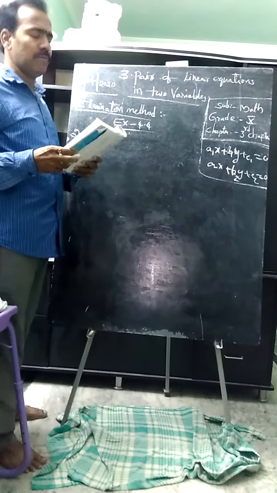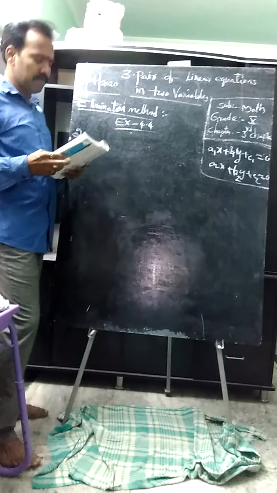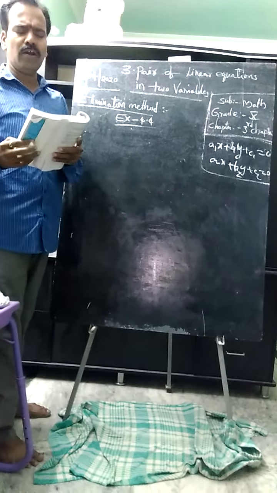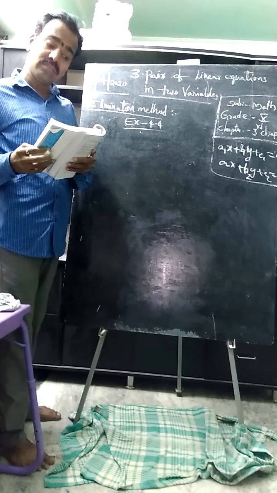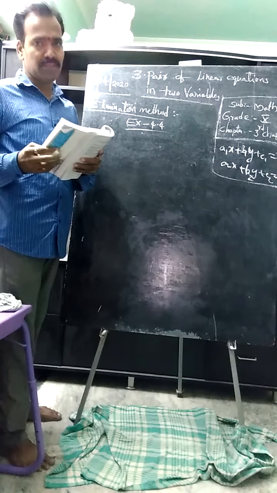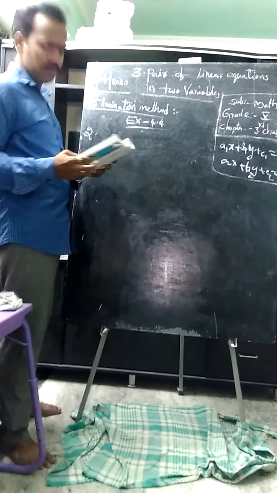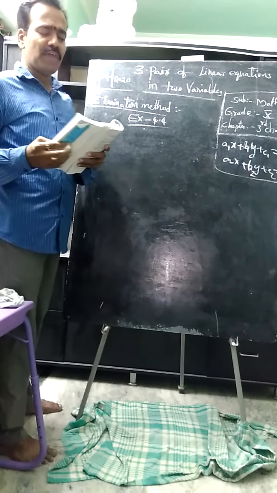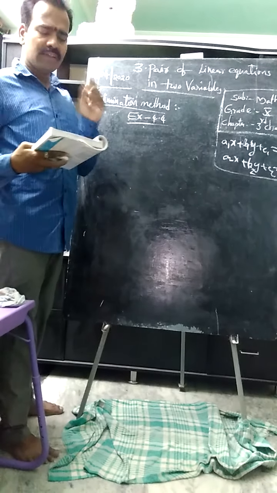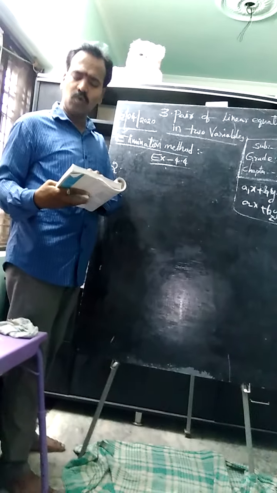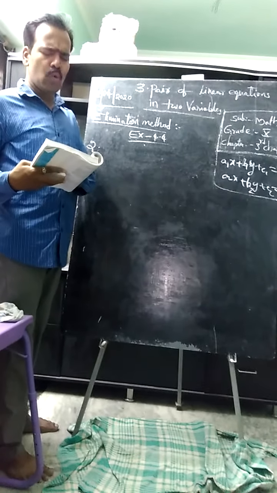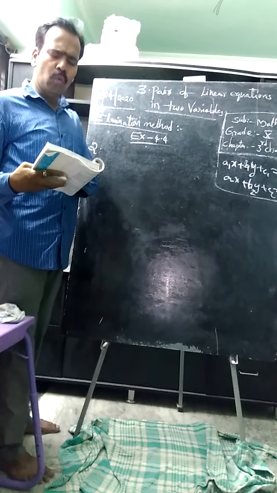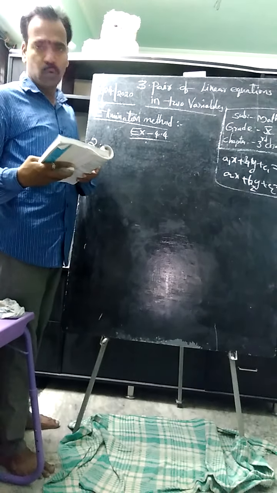Now we'll discuss some word problems based on applying the elimination method. Form the pair of linear equations in the following problems and find their solution, if they exist uniquely, by the elimination method. So we'll discuss some word problems. Here it's given that 5 years ago, Noori was thrice as old as Sonu. 10 years later, Noori will be twice as old as Sonu. How old are Noori and Sonu?